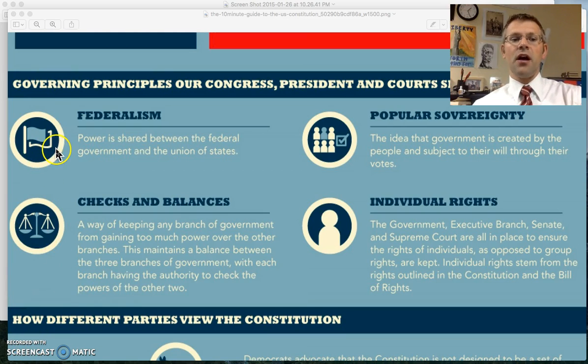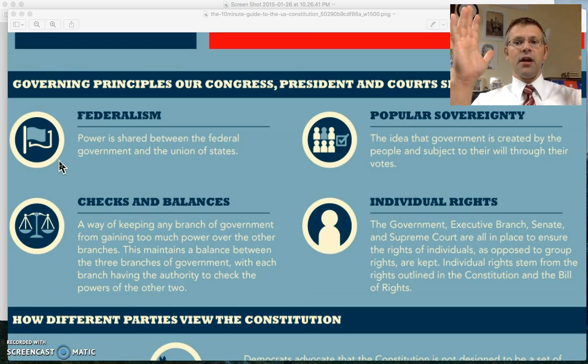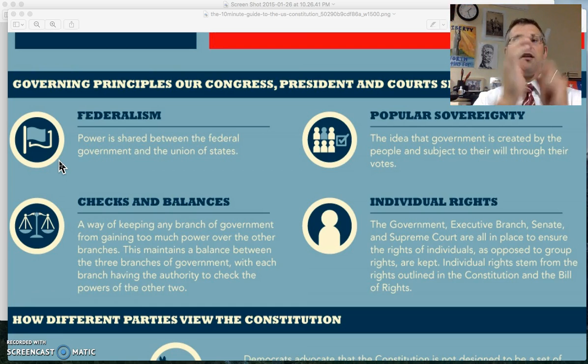First would be federalism, and we're going to use this infographic that was on Schoology, but we're going to talk about some of the five basic principles of our government, and one is federalism. This is the idea that power is shared between the federal government and state governments. So in class we said that there's a big government, right, and then there's small governments, and they share power, kind of back and forth.